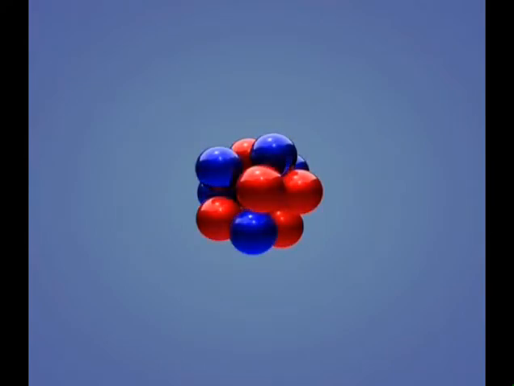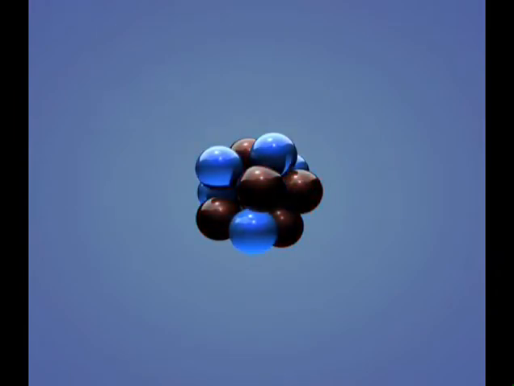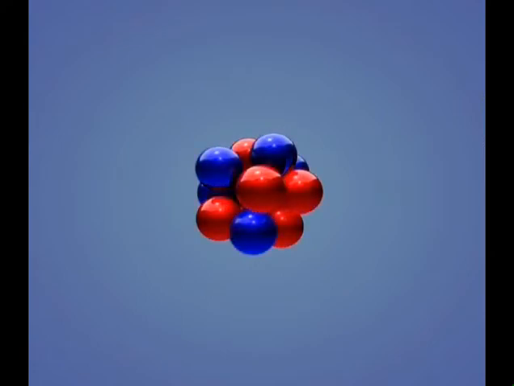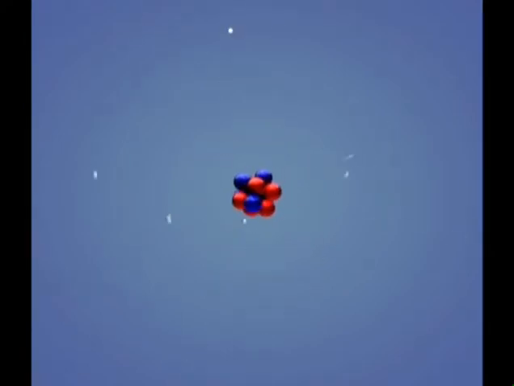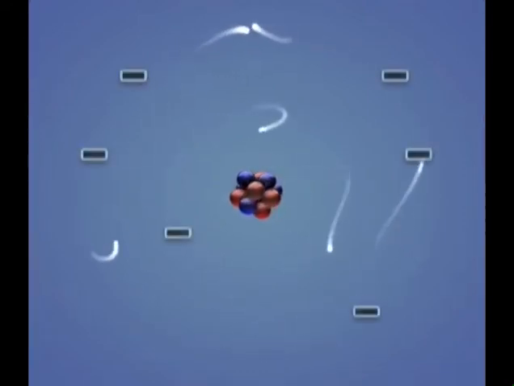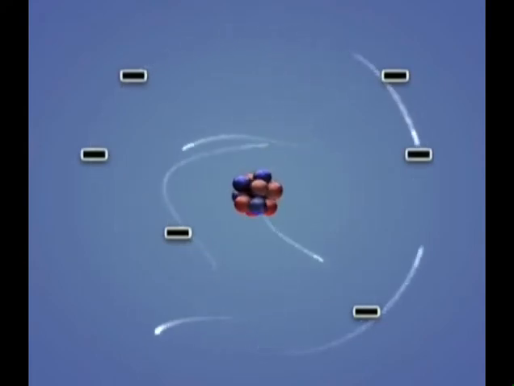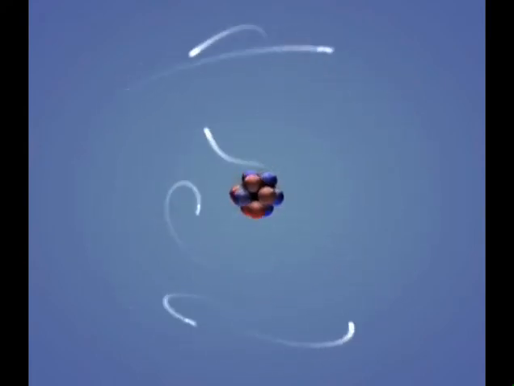Protons are subatomic particles that have a positive charge. Neutrons have a neutral charge. Over 99% of an atom's mass is located in the nucleus. Swirling around the nucleus are electrons, the third type of subatomic particle. Electrons have a negative charge and orbit the nucleus at extremely high speeds.